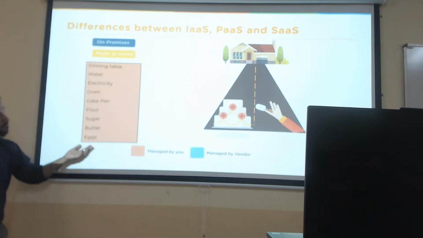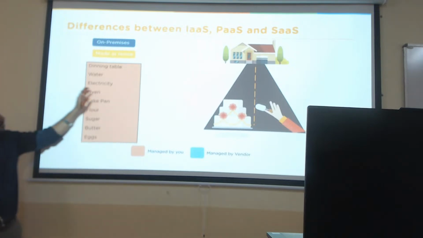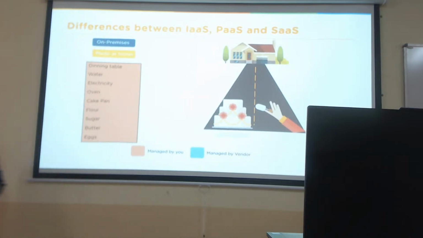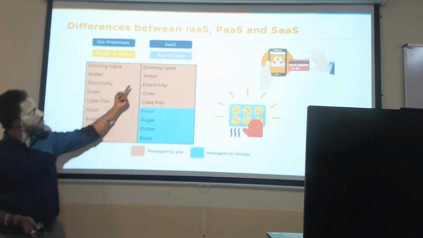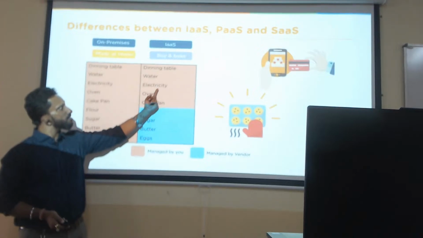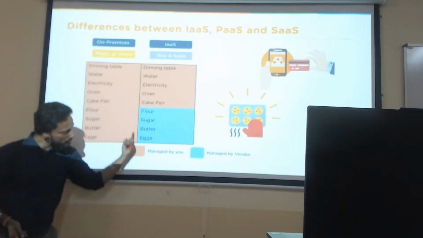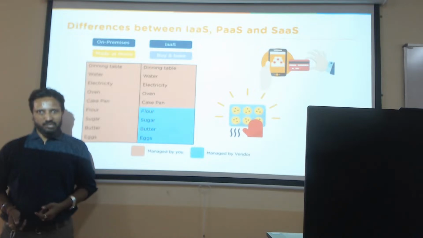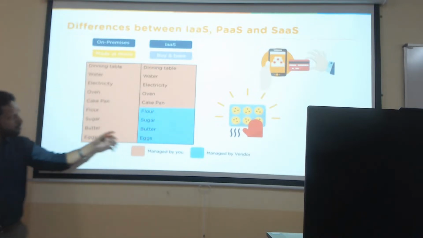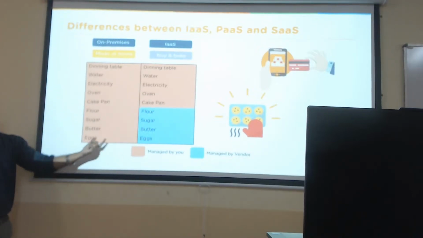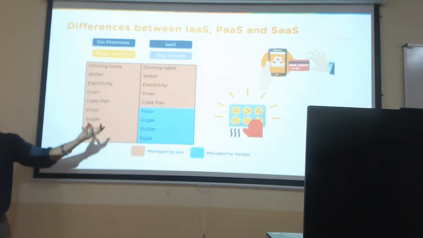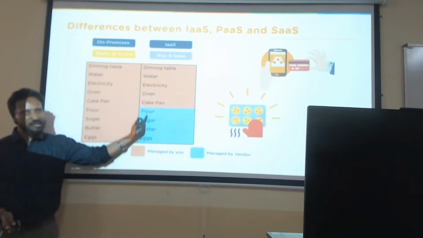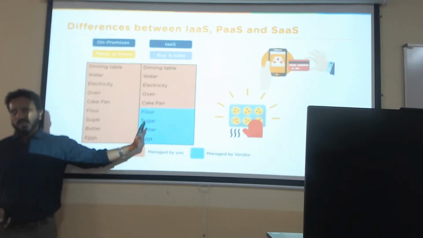But imagine, now I'm talking about the other one, infrastructure as a service. You know what happens? You have a dining table, water, an oven, a pan. Only these things you are buying. Now it is better, because the rest you have to grow. You have to have your hens at home. You have to have a cow at home, and you have to get all these things. In this case, it becomes a little bit easier.